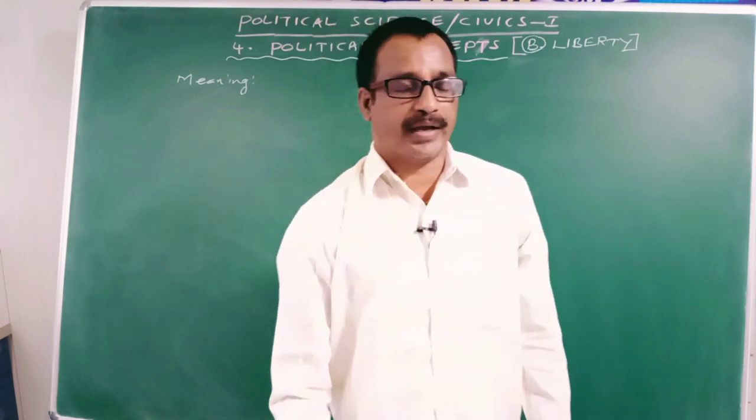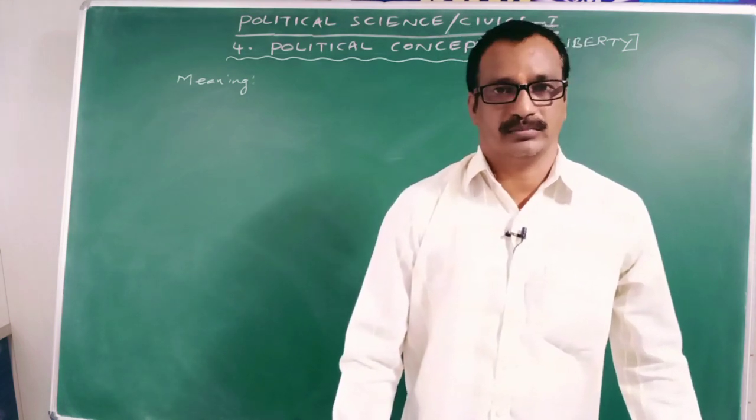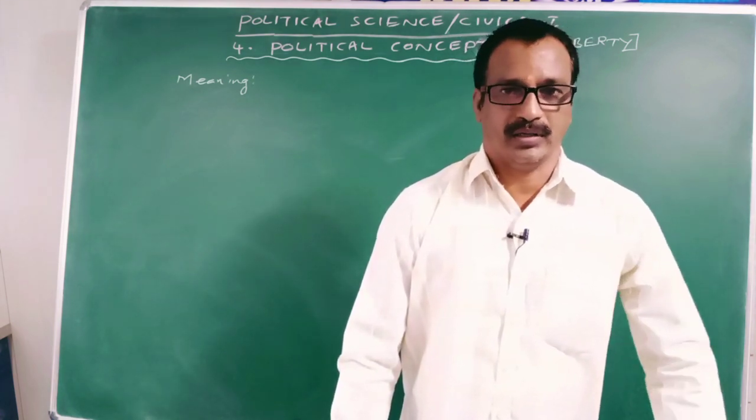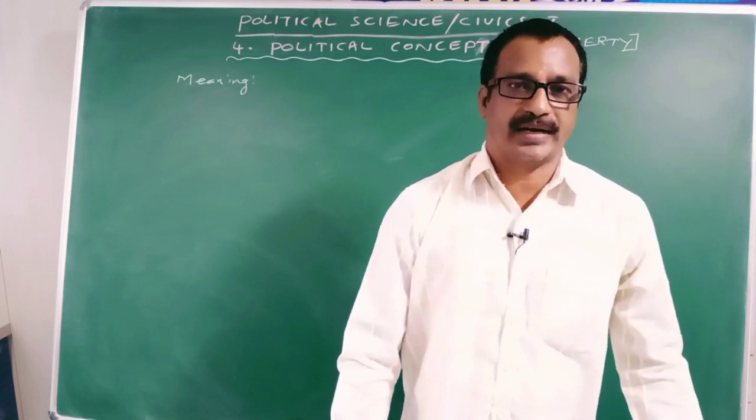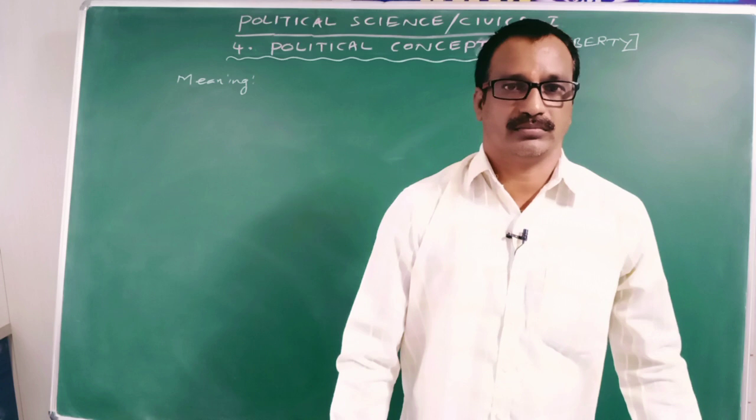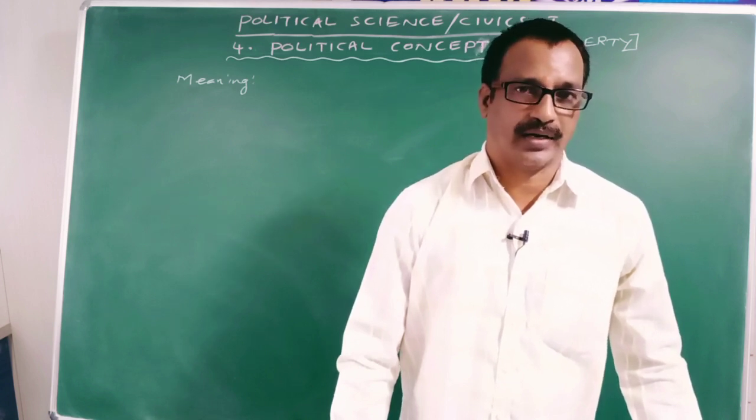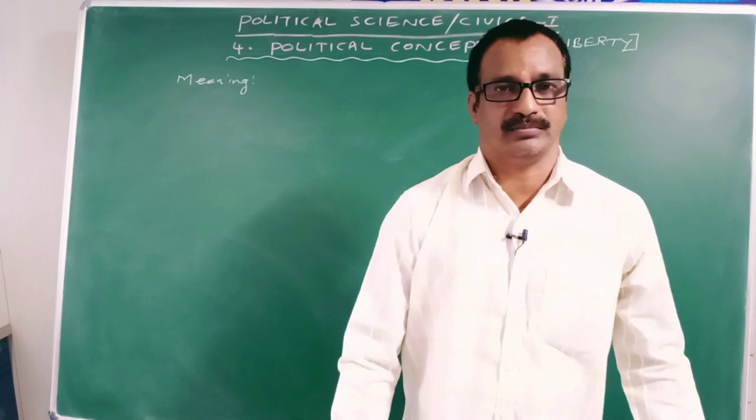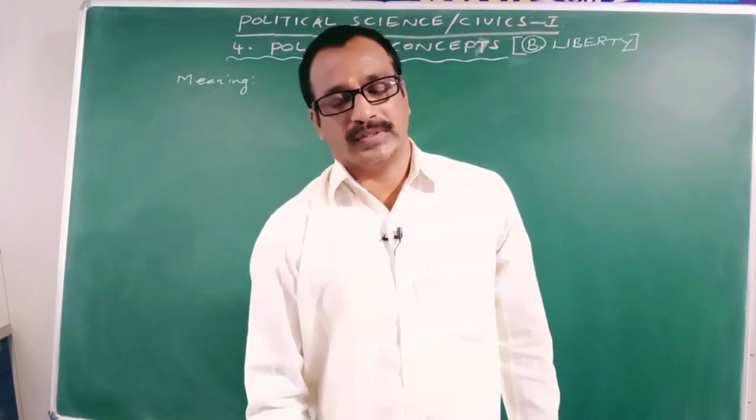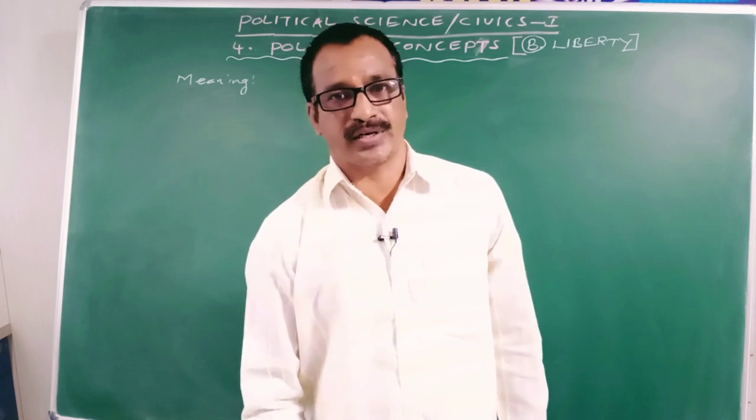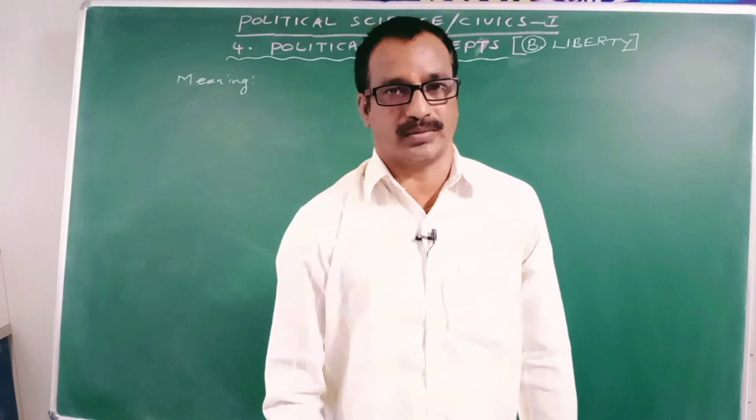Ordinary law is again divided into two types, public law and private law. Public law will regulate the relations between the state and citizens. It decides the basic structure and functions of the state, whereas private law determines and regulates the relations between the individuals. Here the two parties are individuals.